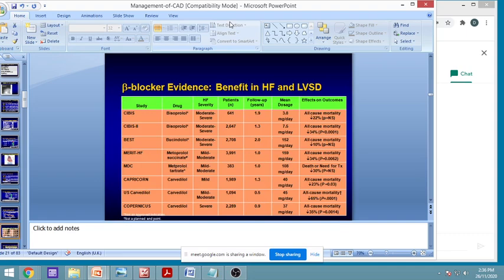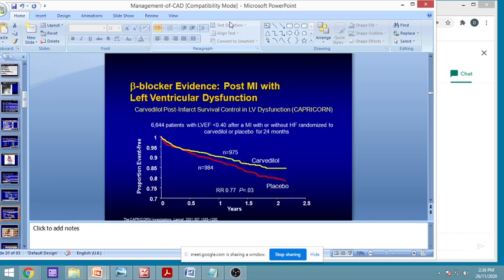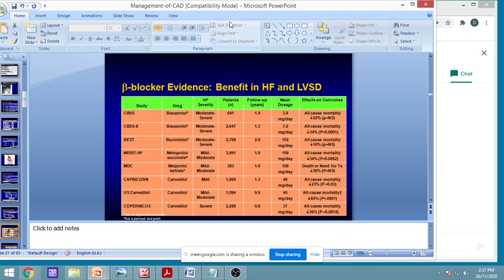Then next are various studies. This shows what the studies are. These are short forms of the studies like CIBIS, CIBIS 2, MERIT, MDC, Capricorn. Here Capricorn means what? Carvedilol Post Infarct Survival Control of Dysfunction. So this was the Capricorn study. Then the US Carvedilol study, then the Copernicus study. So these were various studies in which the drugs used were bisoprolol, metoprolol, carvedilol.